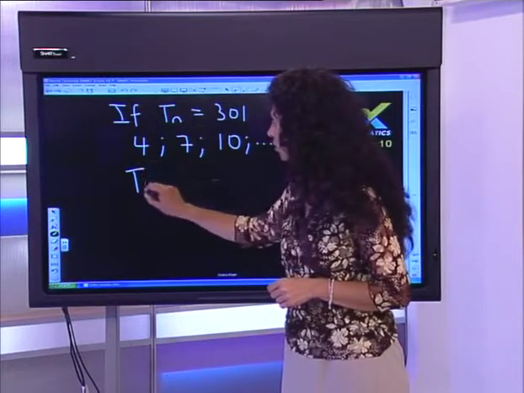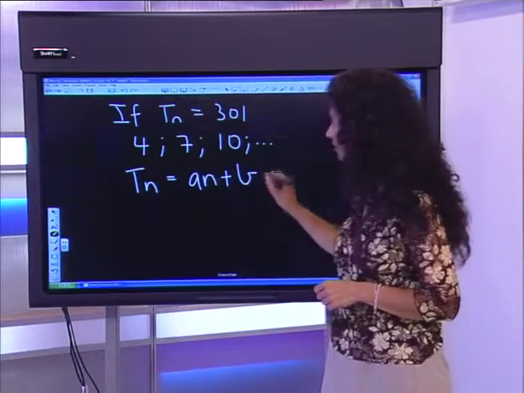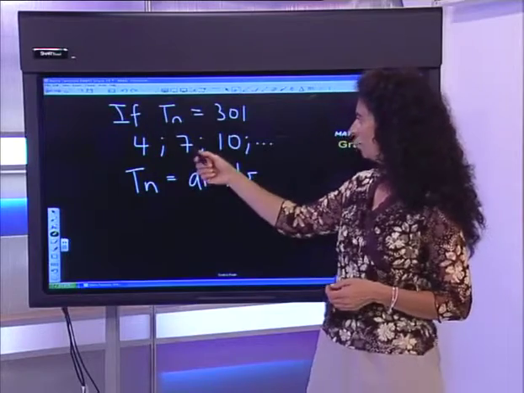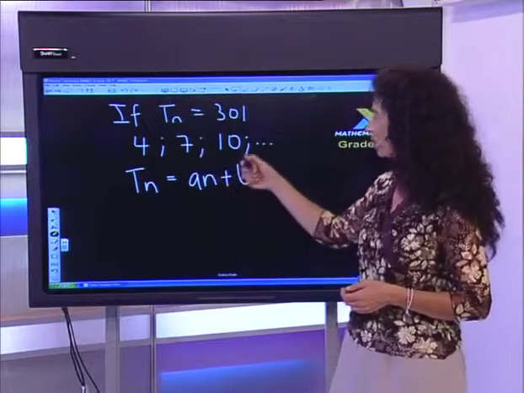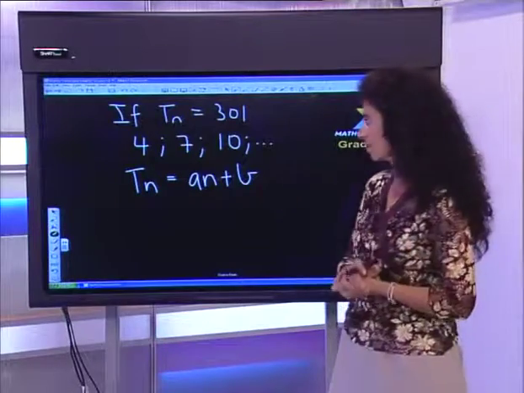Right, so Tn we learned today is linear, an plus b. How do you know that? How do you know that it's linear? Because we've added 3 to 4 to get 7. We've added 3 to 7 to get 10. So since we've added the same amount, it's linear.